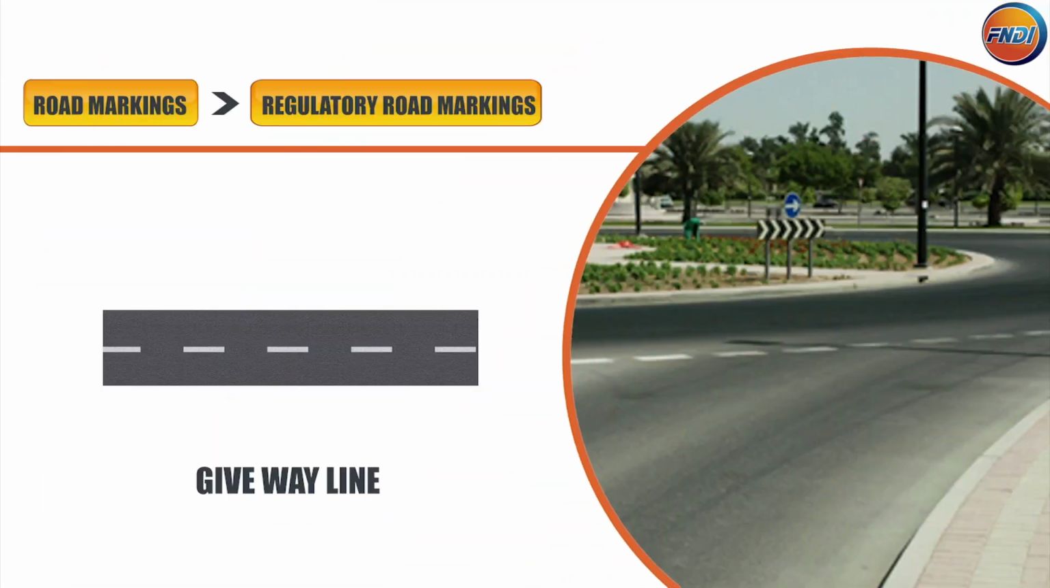Give way line. This is a broken white line marked across the carriageway, which means give way to any vehicle or pedestrian crossing your path. It is found at intersections with a give way sign. Motorists must slow down or stop if necessary and make sure that the intersection is clear before proceeding.